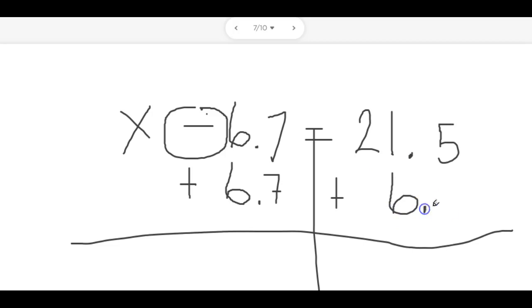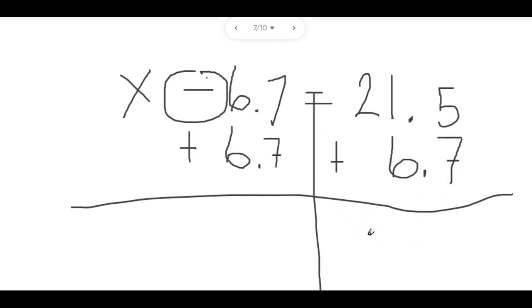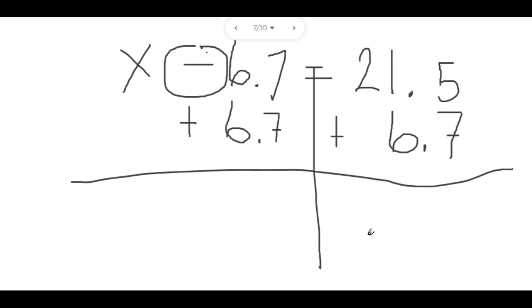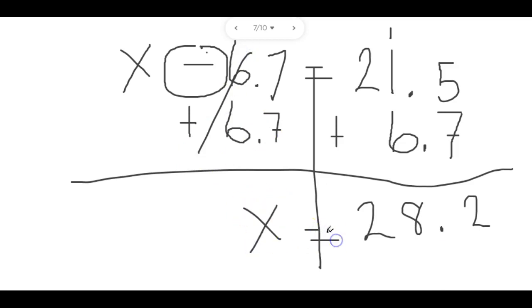I try my best to make that a pretty 6. Came out pretty decent, I think. Okay. That gives you 12. Carry the 1, 8, 2. I didn't use a calculator that time. That gives me a zero pair. Therefore, x is 28.2.